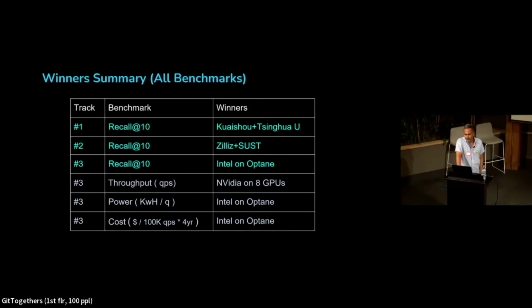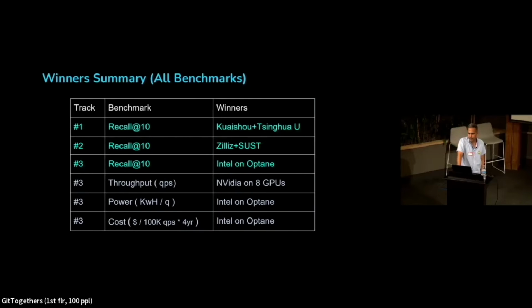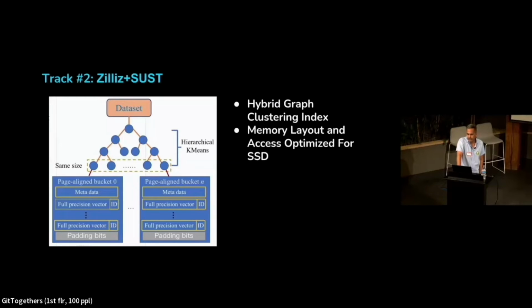All right, so I talked about the primary benchmark, recall, for all the 3 competitions. We added 3 more benchmarks for track 3: throughput, power, and cost. And those were the winners there. You can see that Intel, with their technology, got 3 out of 4 of the benchmarks, and NVIDIA on an 8 GPU system won the other track 3 benchmark.